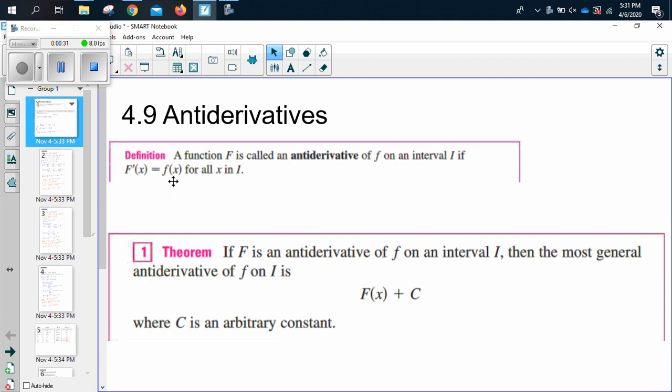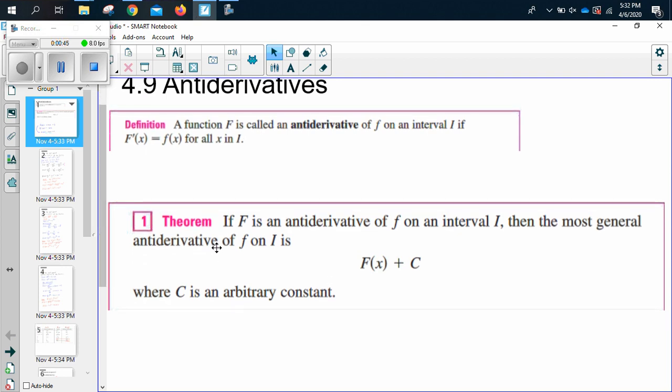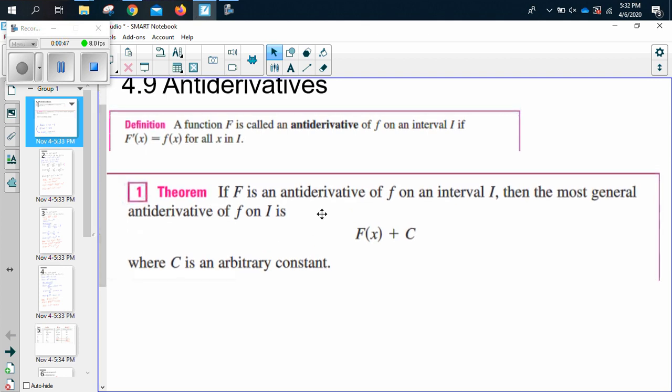What we're trying to do here is, given a function f of x, which is the derivative of some function, figure out what function it's the derivative of. That's what we call the antiderivative. If big F is an antiderivative of little f on an interval I, then the most general antiderivative of little f on I is big F of x plus c, where c is any arbitrary constant.